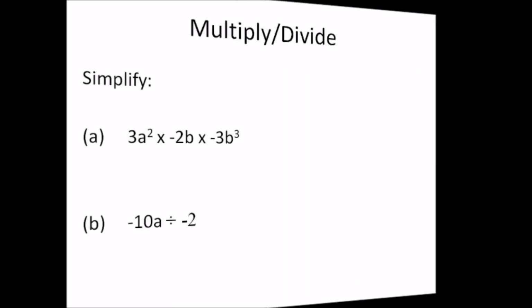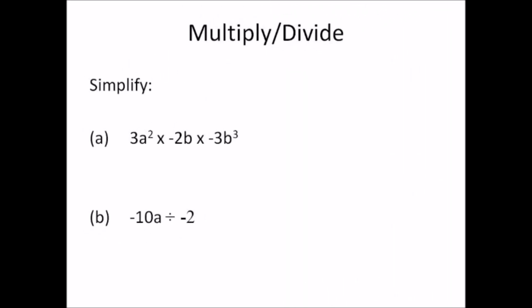Okay, and simplify 3a squared times negative 2b, times negative 3b cubed, and then negative 10a divided by negative 2. Work those out and see what you get. Remember, in multiplying, you multiply your numbers and then you multiply your letters. It's okay to multiply different letters. You can't add and subtract them.